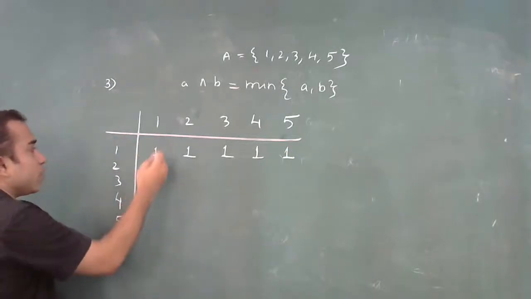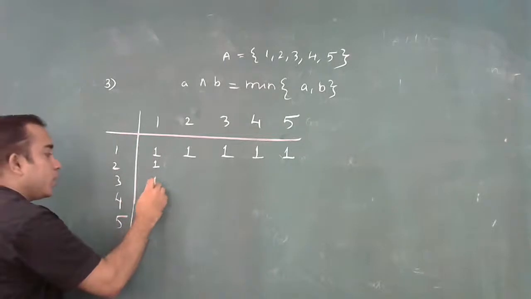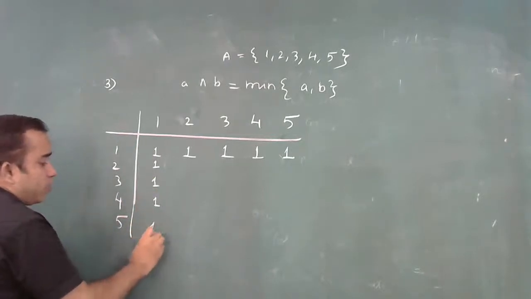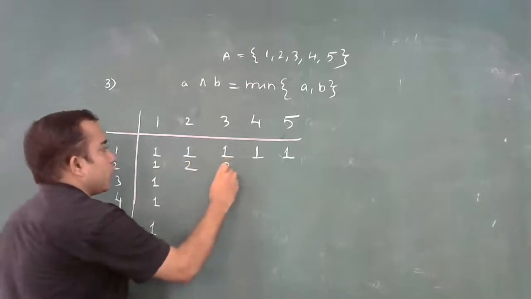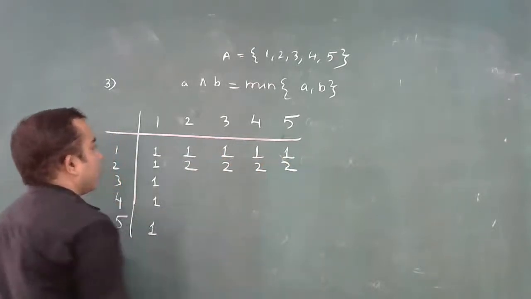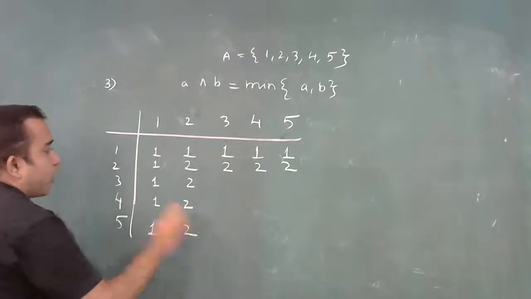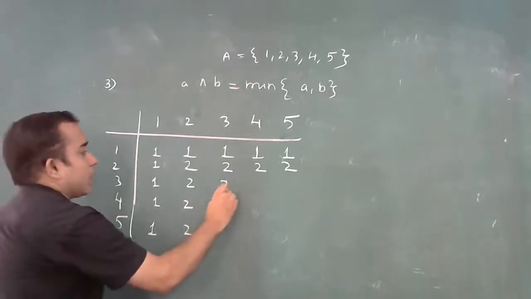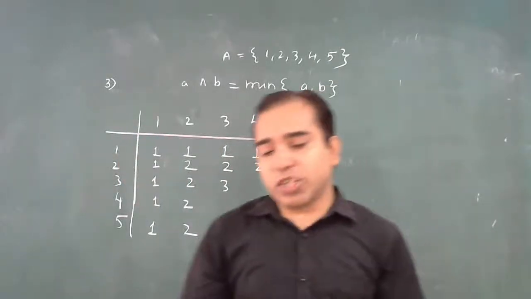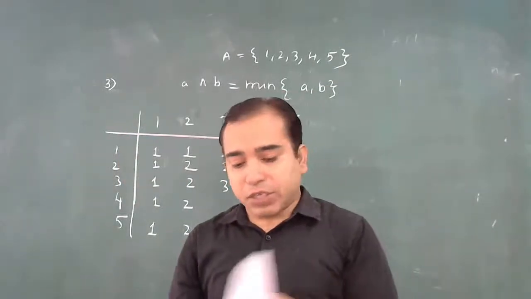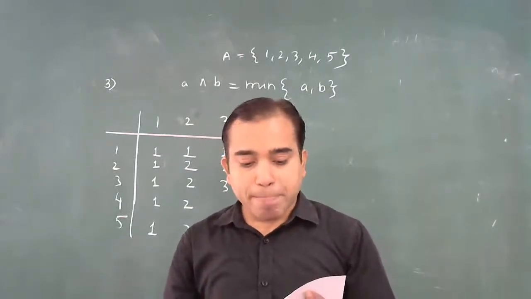Similarly, 2 and 1 the minimum is 1, 3 and 1 the minimum is 1. 2, 2 the minimum is 2, 2, 3 the minimum is 2, 3, 2 minimum is 2, 4, 2 minimum is 2, right? 3, 3 minimum is 3, etc. Please complete this table, and this table finally is called the operation table, right? And after that, question number 4 comes. Let's have a look. Question number 4.